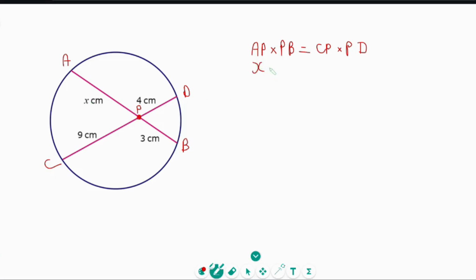AP is X, PB is 3, CP is 9, PD is 4. So 3x is equal to 36. Divide both sides by 3, x is 12.